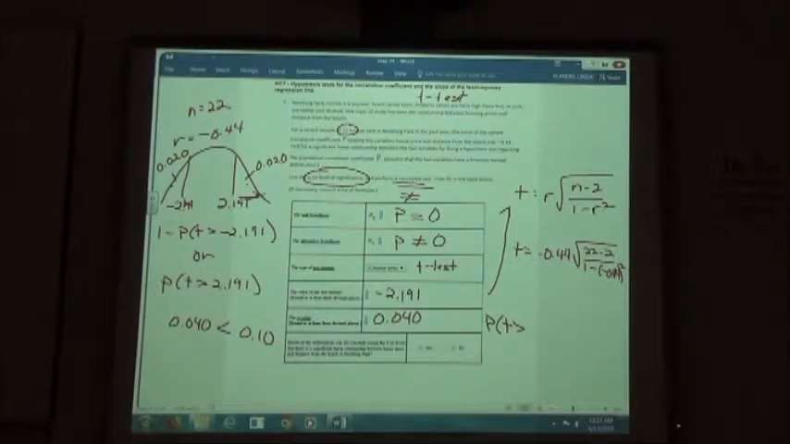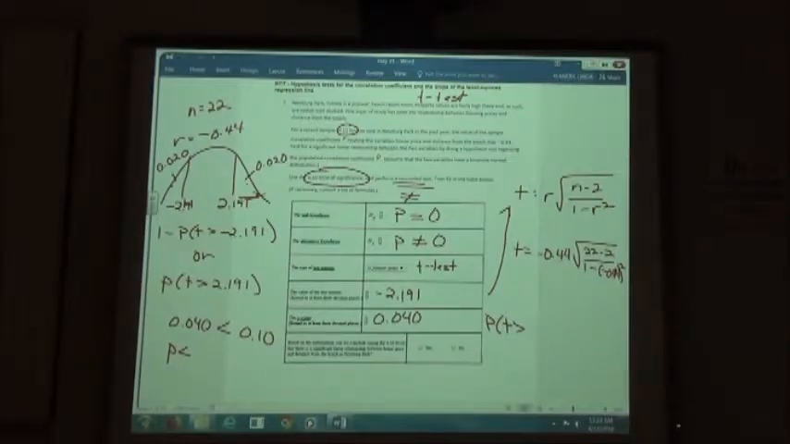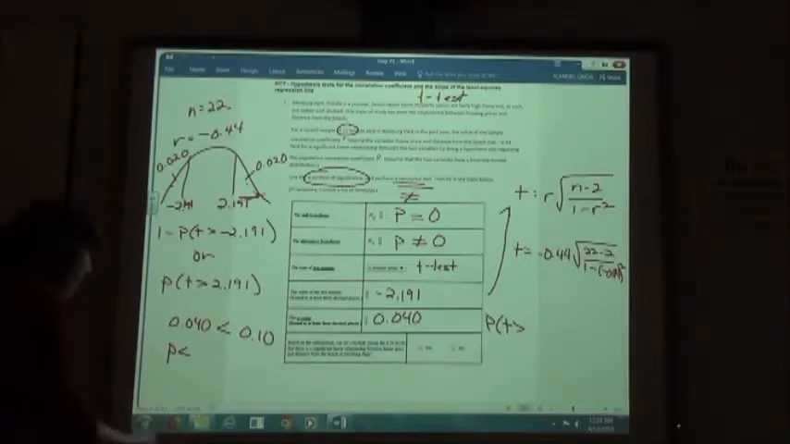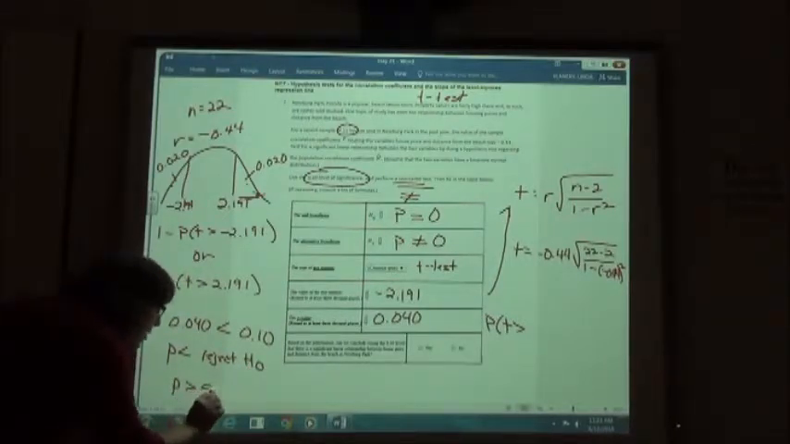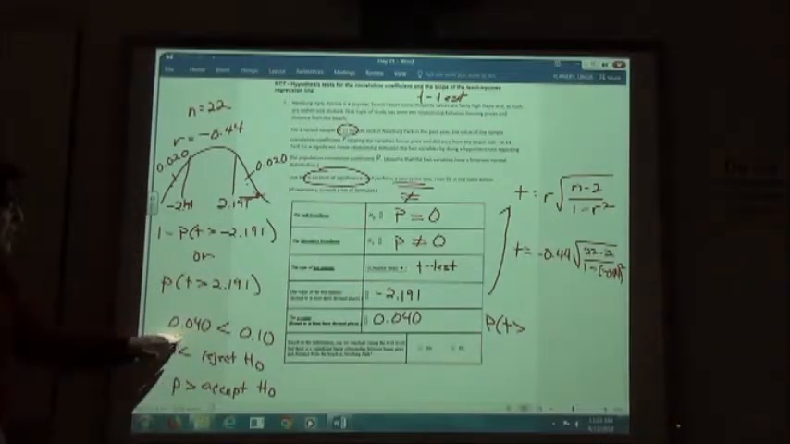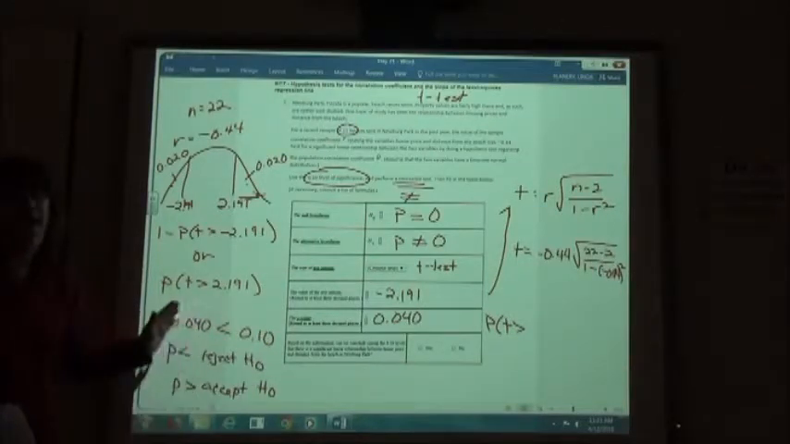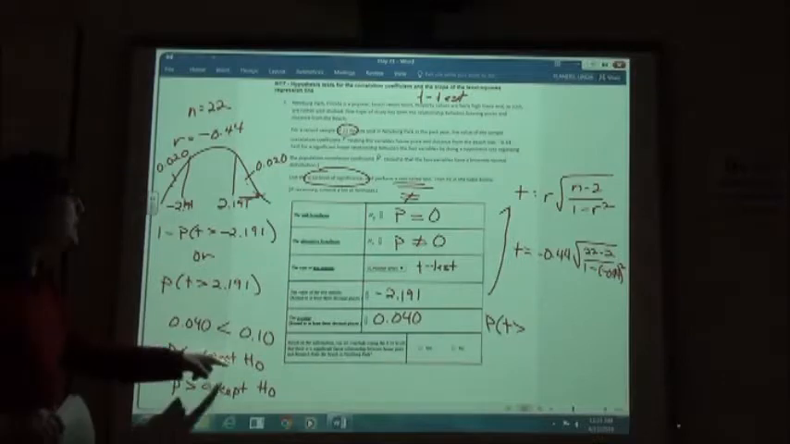Now we have to go back to thinking about all those other hypothesis tests we did. If the p-value is less than the level of significance, do we reject or do we accept the null? If it's a less than, we're going to reject the null. If it's a greater than, we accept the null. Right? This is our percent of confidence. If I only have 4% confidence and I want to have 10% confidence, I didn't meet that level. 4% is less than 10%. So, we're going to reject the null.